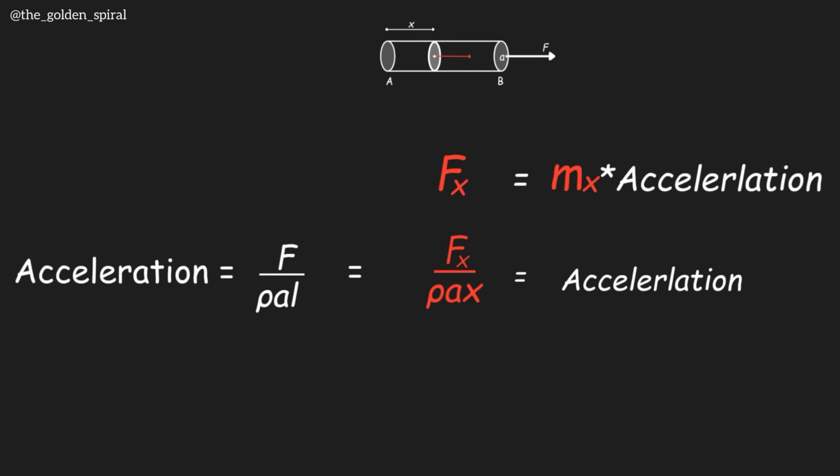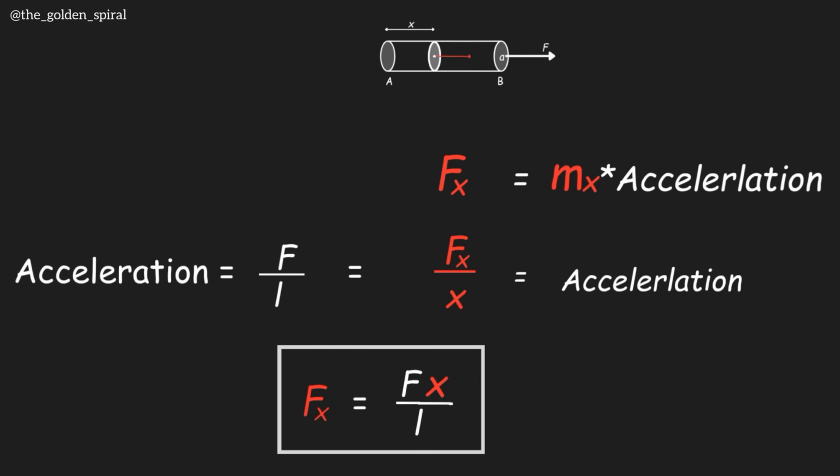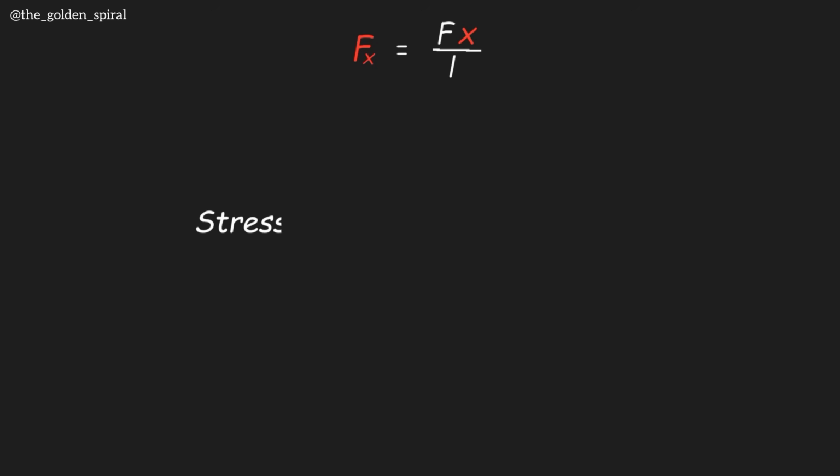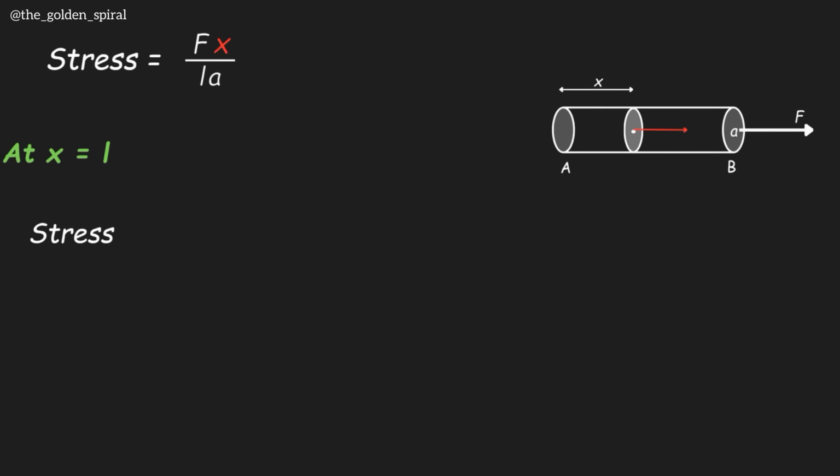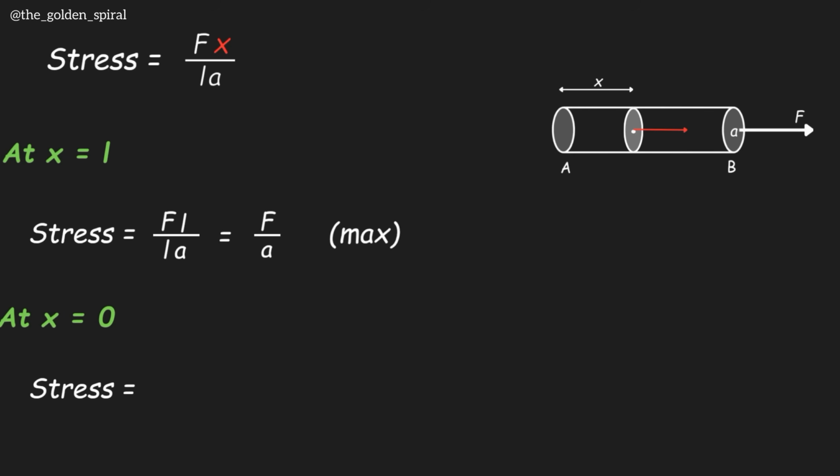Equate the acceleration from both these equations. Density and area cancel out, and we are left with force Fx is F times x by L, and the stress will be internal force by cross-sectional area, that is A. And if you put the bounds for verification at x equals L, the value is just F by A, which is the same as the standard formula of stress. And at x equals 0, there is no stress and corresponding strain. For all the standard assumptions, this formula will calculate the stress of an accelerating rod.